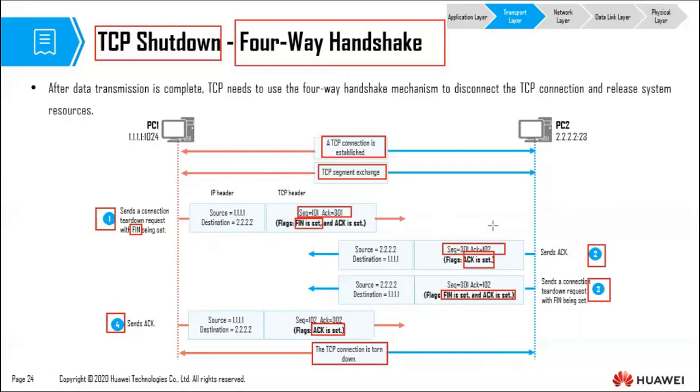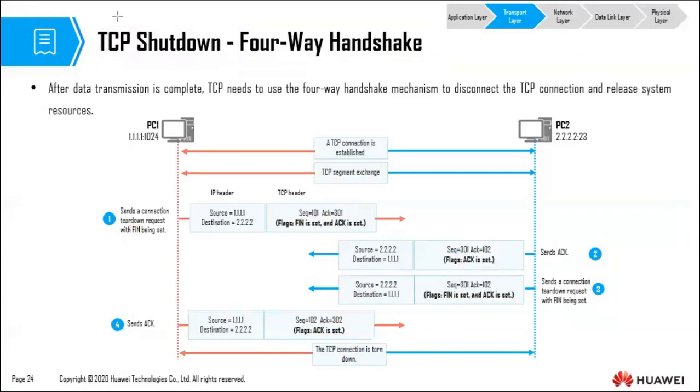We send, hey, we need to close this. You say, it's okay, I've received your request. Then you send and say, hey, let's close it. And then this one says, it's over. And the connection is done. So that's the TCP 4-way handshake.